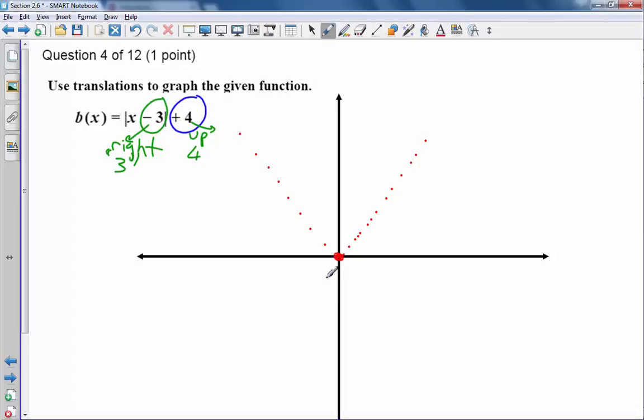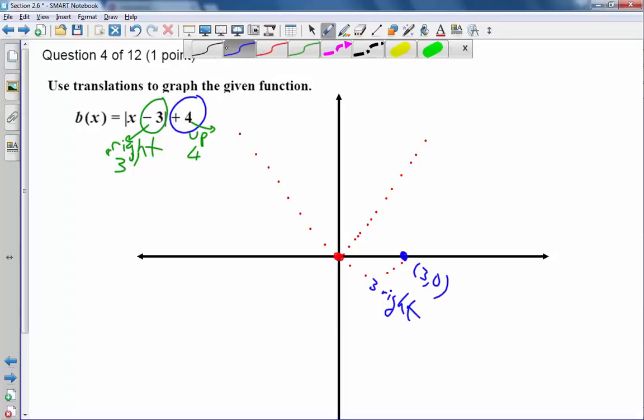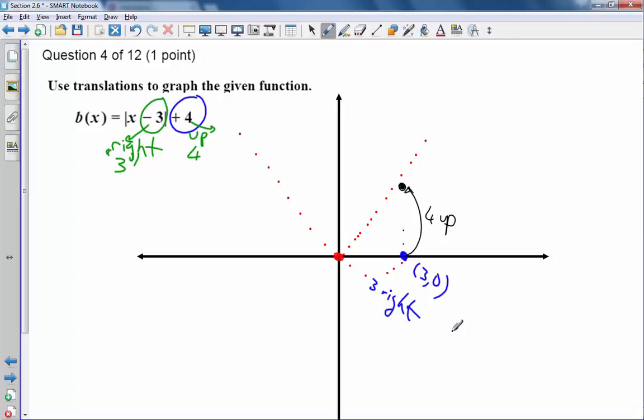Okay? So I will go first 3 right and make this guy here. This is 3, 0. 3 right. And then 4 up. I'm going to move it up 4 units. So we go 1, 2, 3, 4, let's say here. 4 up. And start your V shape right there. That's it.